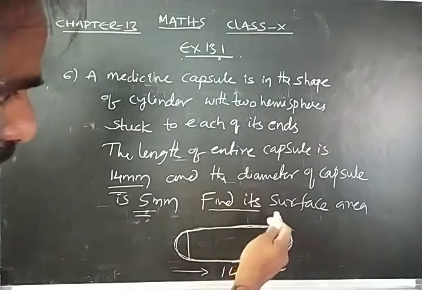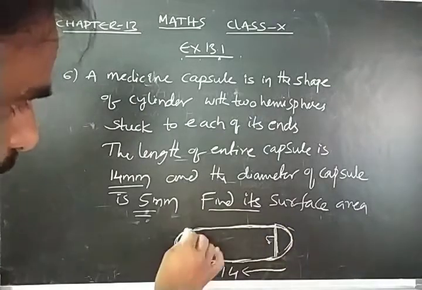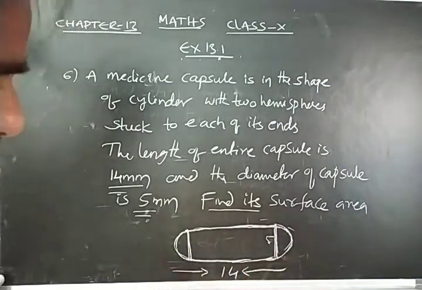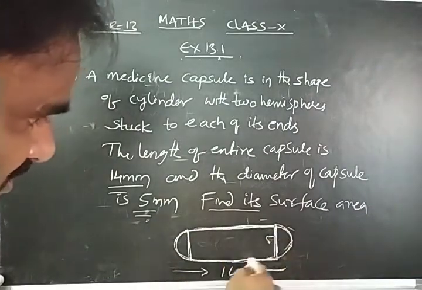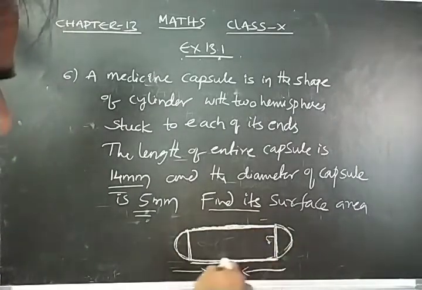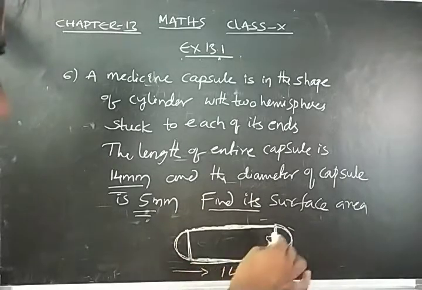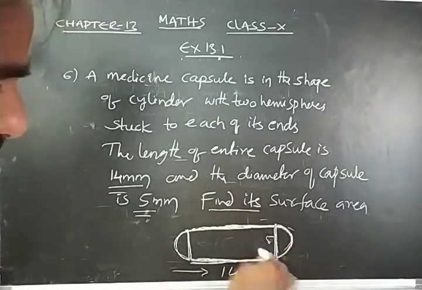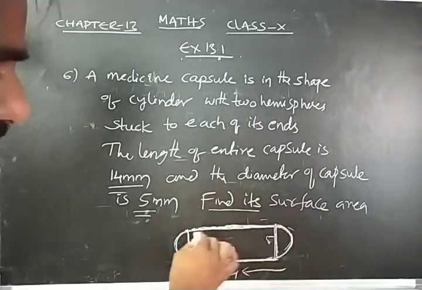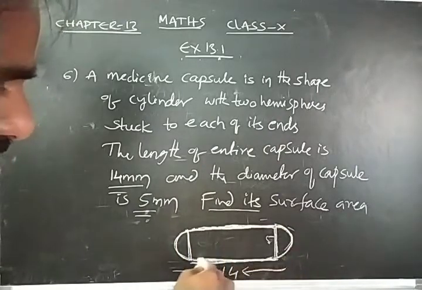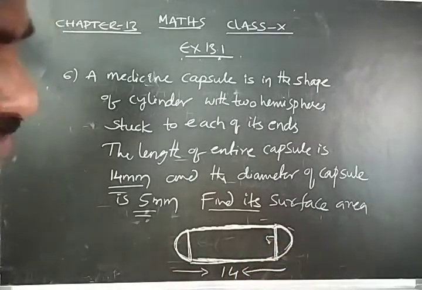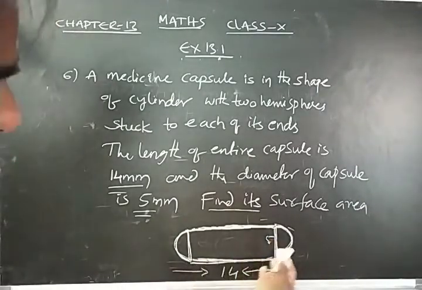So what I am doing, I am dividing this capsule into 2 hemispheres and 1 cylinder. To find the total surface area of the capsule, we have to find this area, which is the CSA of the cylinder, and I am adding the CSA of a hemisphere and the CSA of another hemisphere. So how to get the capsule area? Total surface area is equal to CSA of cylinder plus CSA of 1 hemisphere plus CSA of 1 hemisphere.